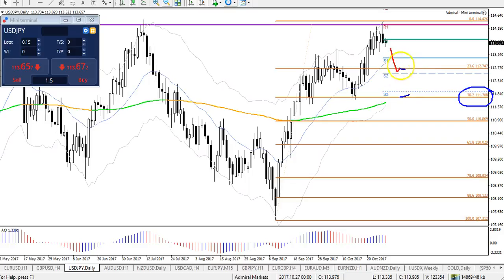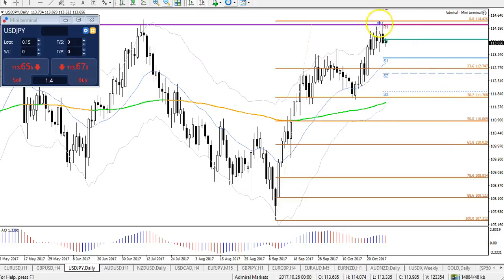So price might make a small correction at the 23.6 fib, then continue to the 38, might make a bigger correction then at the 38, and then ultimately could get to the 50, 61, or 78.6 fib before bouncing up again. So it's a reversal potential here on the dollar yen.